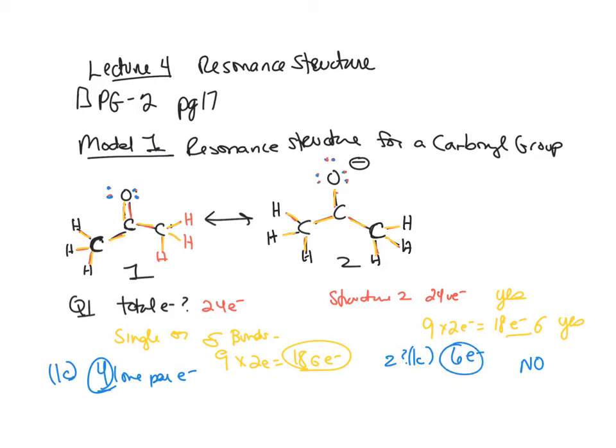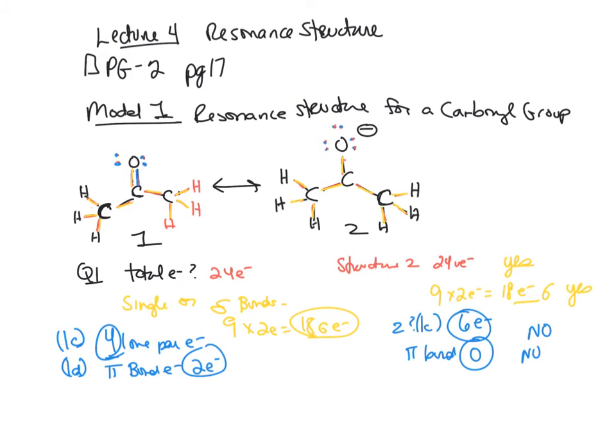How many pi bonds, double bonds, how many pi bond electrons? Okay, pi bond electrons, we have two. How many pi bond electrons in structure 2? We have zero. Is the number of pi bond electrons the same in each structure? No.